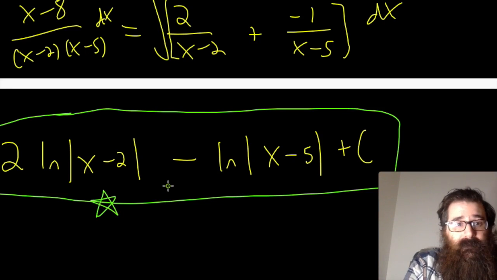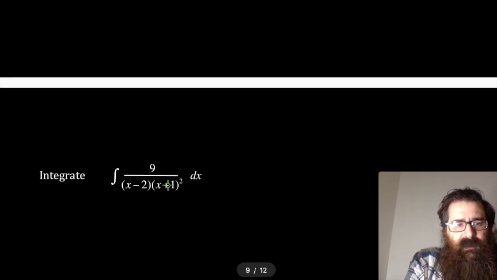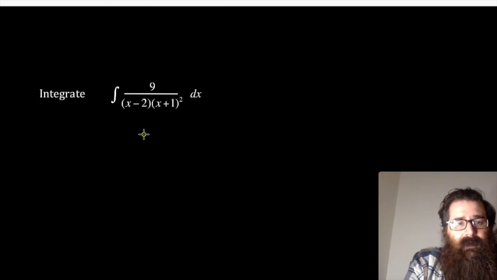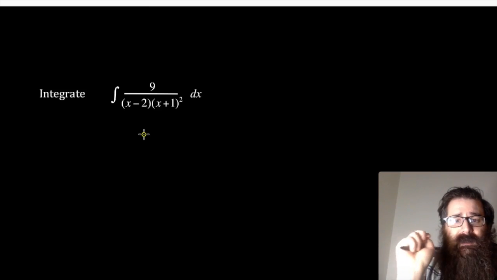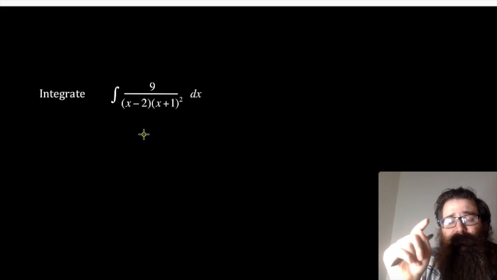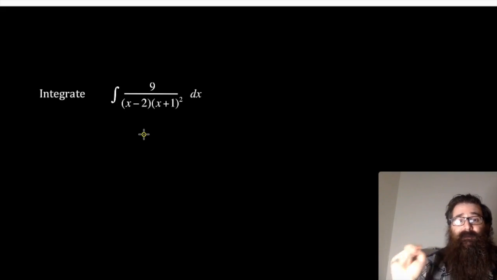Hey, and there we go. Let's see if we can take a look at a couple more of these partial fraction decompositions. Here we'd like to integrate 9 divided by x minus 2 and then x plus 1 squared. This is going to be a case 2 partial fraction decomposition where we have linear factors in the bottom, but in fact that x plus 1 is being squared, so it has multiplicity 2.